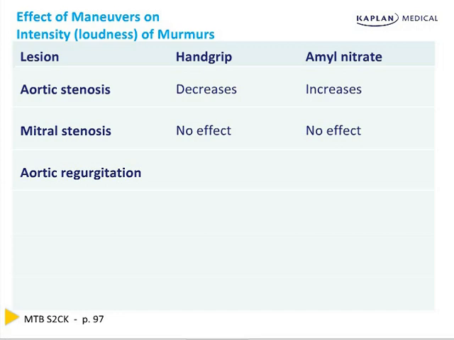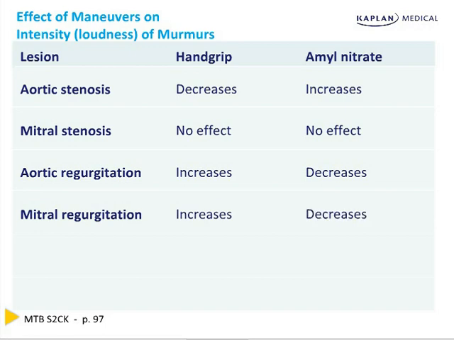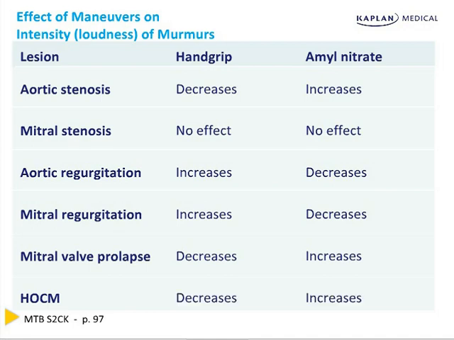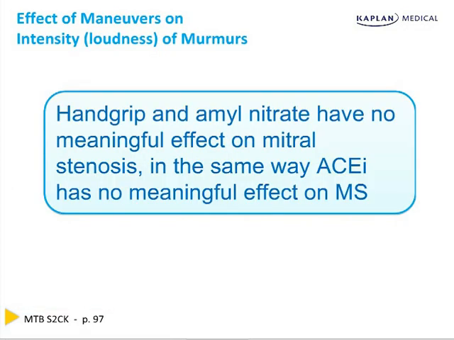Aortic regurg is a problem with ventricular emptying. That's why hand grip will push it backwards and make it worse, and amyl nitrate will help it go forward because it's like an ACE inhibitor. And the same with mitral regurgitation. It follows it precisely. Now, if you weren't already clear, mitral valve prolapse does the opposite. HOCM does the opposite. Get it through the head. Hand grip and amyl nitrate have no effect on mitral stenosis in the same way that ACE inhibitors have no meaningful effect on mitral stenosis.